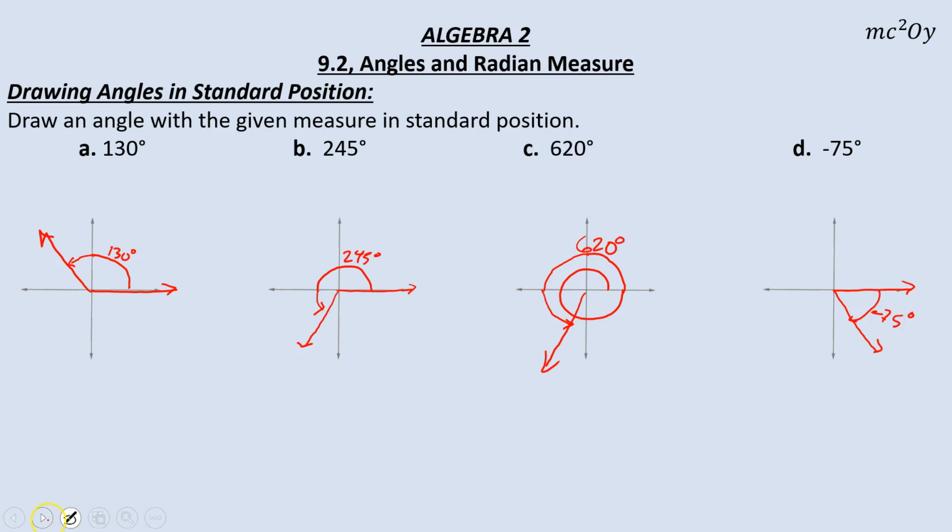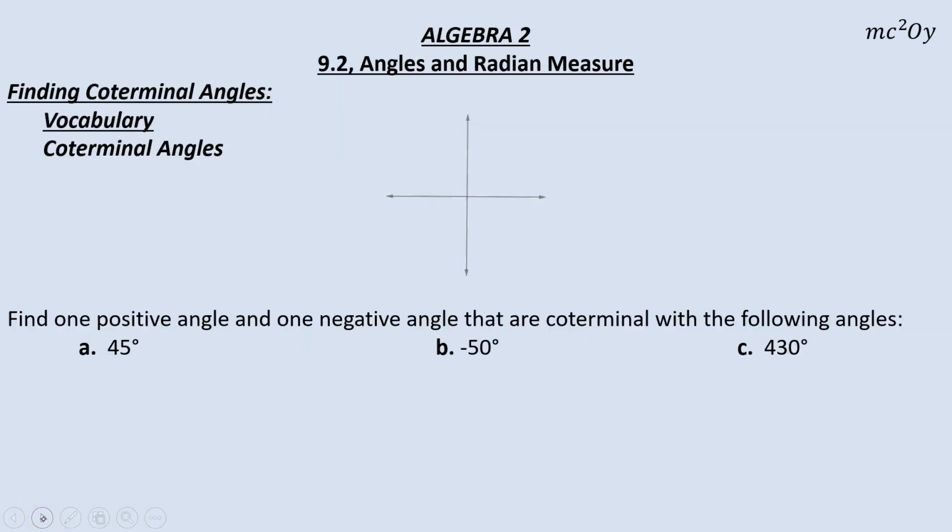All right. Well, let's go ahead and move on. So one other thing about angles: coterminal. Co meaning together, terminal meaning they terminate, they end. Okay. So when terminal sides are the same, they are coterminal.